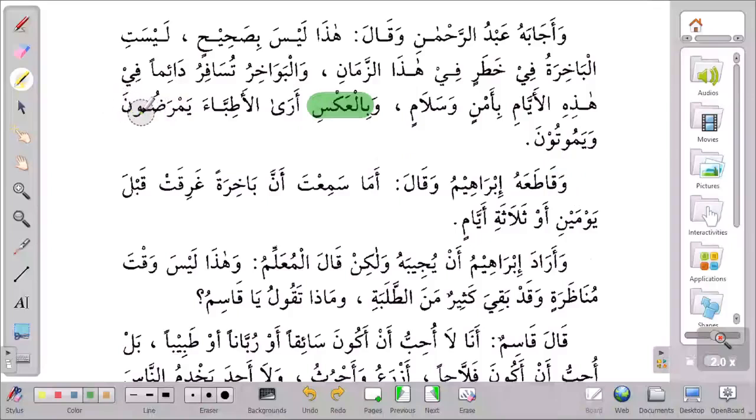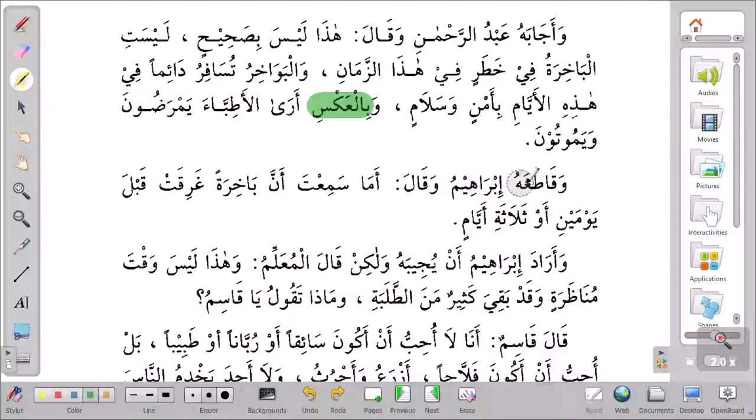Yamraduna, the verb here is marido. Marido means he felt sick. Yamradu, he is falling sick. So if I say maritu, it means I felt sick. Assuming you didn't go to school, then the next day you went to school and the teacher is asking you why you didn't come yesterday. So you say maritu bil ams, I felt sick yesterday. I hope that is clear. Maritu, I felt sick. So marido means he fell sick, and the verb is yamradu, he is falling sick. Yamraduna, they are falling sick. So ara atibba, I see the doctors yamraduna wa yamutuna, falling sick and dying. Mata, he died. Yamutu, he is dying. Yamutuna, they are dying. Okay, so I see the doctors falling sick and dying.